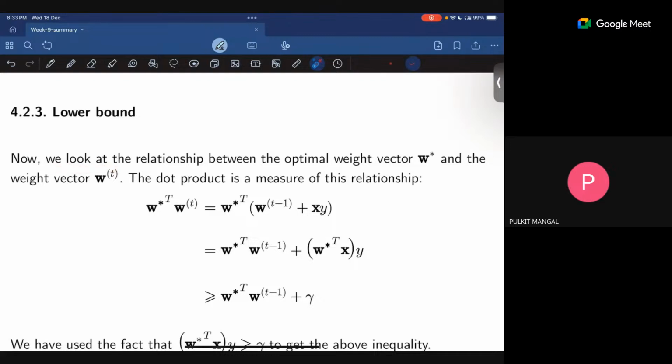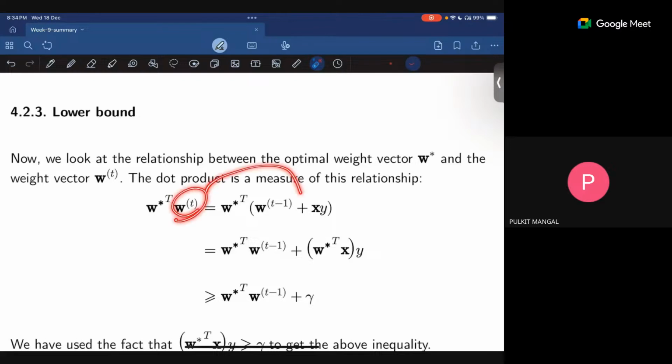So now we will discuss the lower bound. We will look at the relation between the optimal weight vector and the updated weight vector produced by the perceptron. And we will use the dot product to measure this relationship: a dot product between the optimal weight vector W star transpose and the weight vector updated at some t iteration in the perceptron.